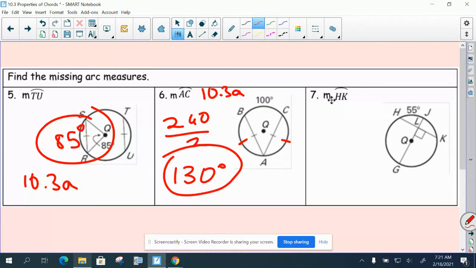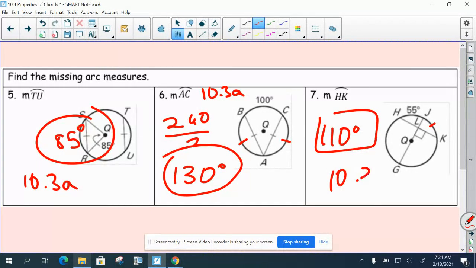Number 7, the measure of arc HK. So HK, we've got a diameter here that's perpendicular, so it's also going to be a bisector that bisects the chord and its arc. So that means this will also be 55. So HK, you have to be careful what you're being asked to find. It would be double that, 110.